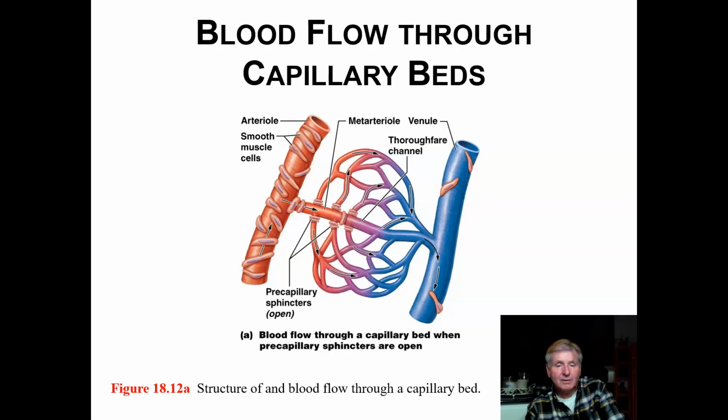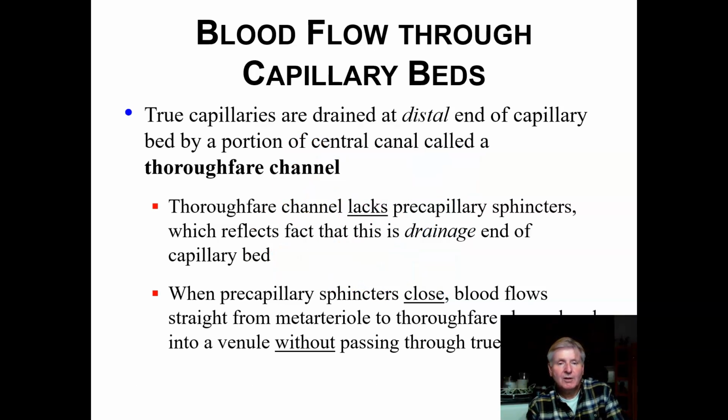This next part of the chapter talks about the structure of and blood flow through a capillary bed, tissue perfusion. I'll let y'all read this on your own. This basically shows you a capillary bed with a thoroughfare channel, and these capillaries will have these sphincters. The thoroughfare channel will lack the precapillary sphincters, these little valves. When the sphincters close, the blood flows straight from the metarteriole to the thoroughfare channel and into the venule without passing through the true capillaries.